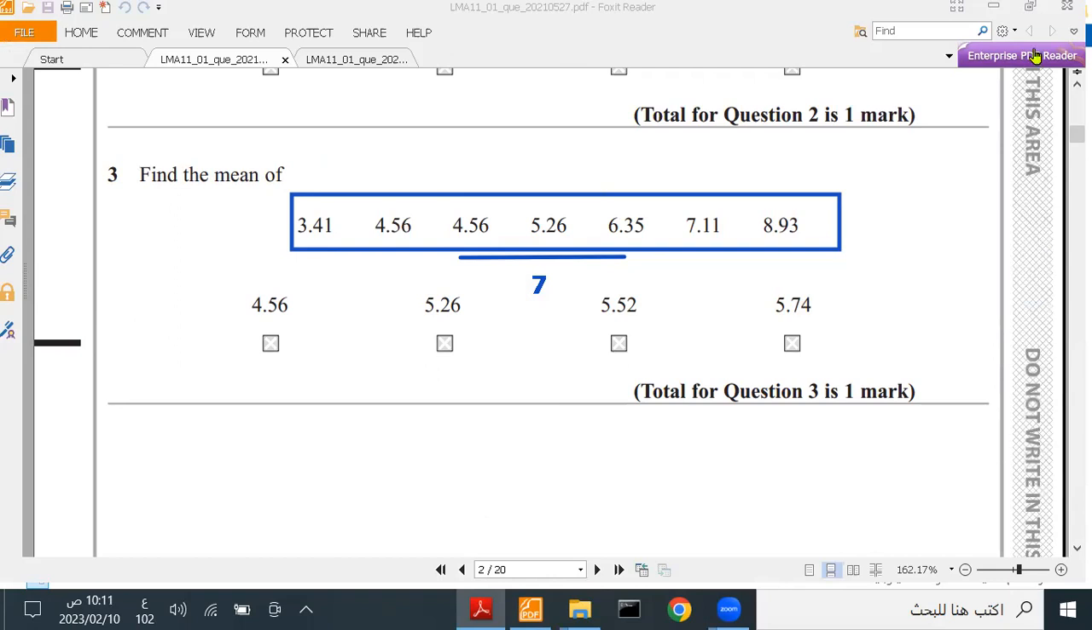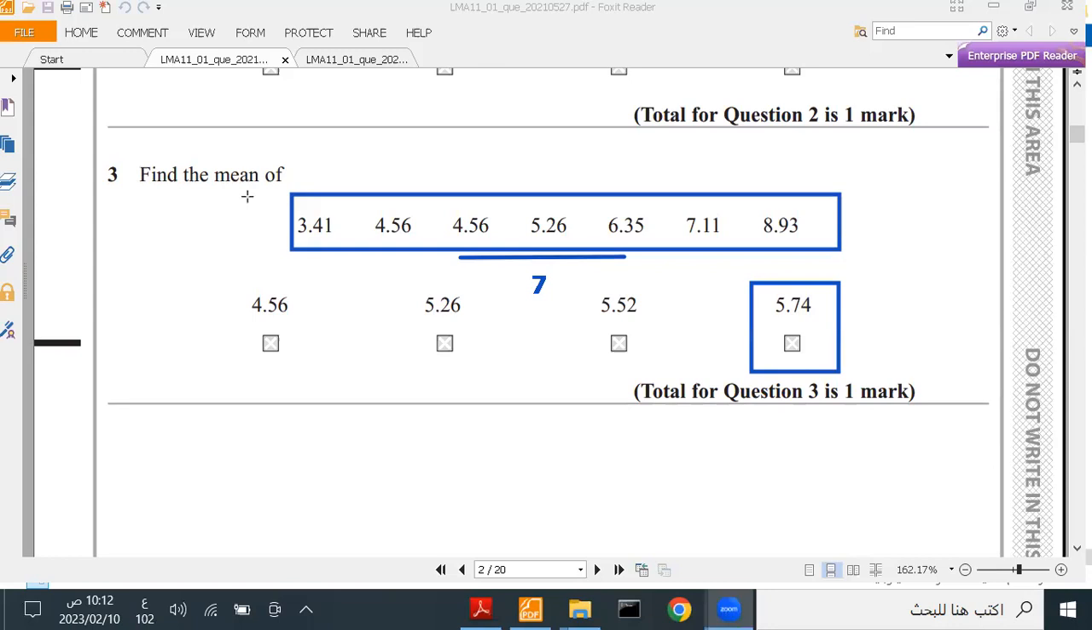So as we said, we add them all together. 3.41 plus 4.56 plus 5.26, and focus on the numbers when you put them. Make sure that you don't have mistakes at all. 8.93, and then you divide them by 7, and the answer will be 5.73, and it's 5.74. You get the idea? That's it for the mean. We add them together, we divide them by the number, which is 7, we get 5.74.